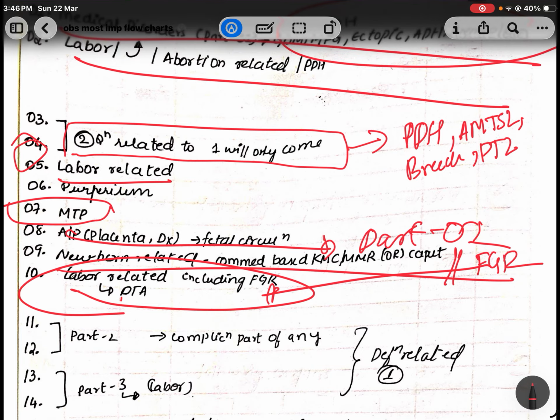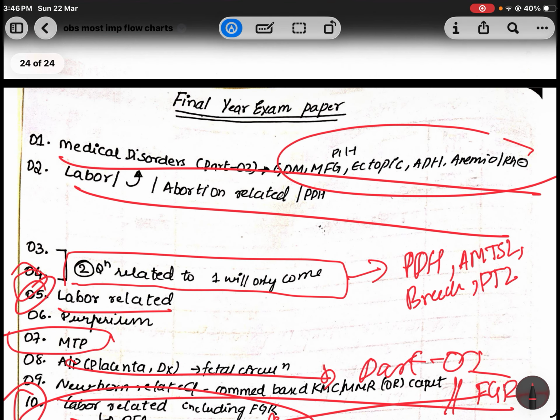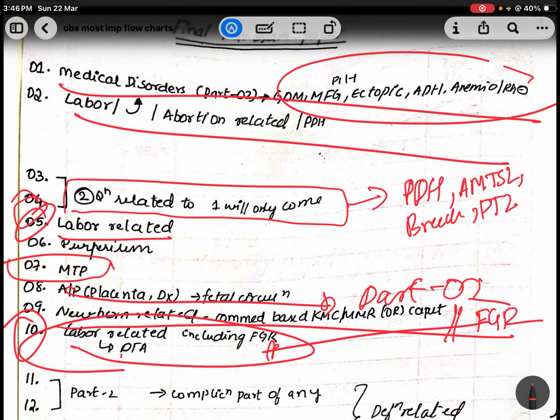If you see labor related things, you can see that they are only thrice or so. When I say labor related things, some topics overlap with labor and medical disorders. For example, Rh negative pregnancy comes under medical disorders itself, but it includes the management part, even the labor part, as well as the proper maintenance of antenatal care. So that's what I mean. Make sure you study that part.